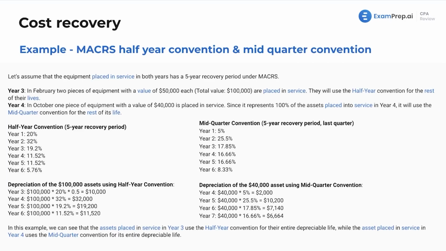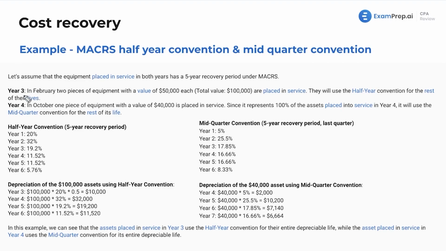We've got our wonderful example here. We're going to see our half-year convention, mid-quarter convention, everything in between. Well, there's nothing in between, so it's just going to be these. We're going to assume that equipment placed in service in both years has a 5-year recovery period under MACRS. We're skipping that step, but normally you would say, oh, you have a car. What is the tier that this falls into? Is it 5 years, 7 years? So you'd have to determine that.